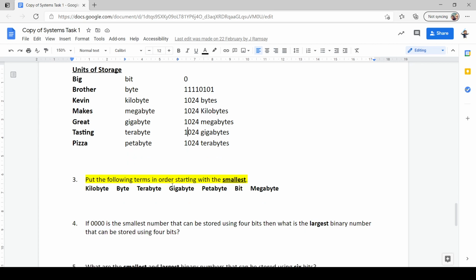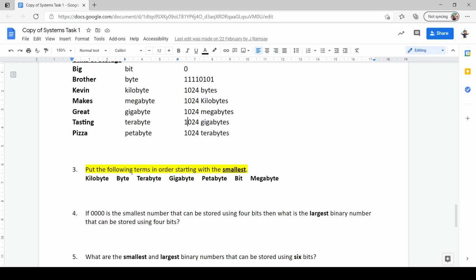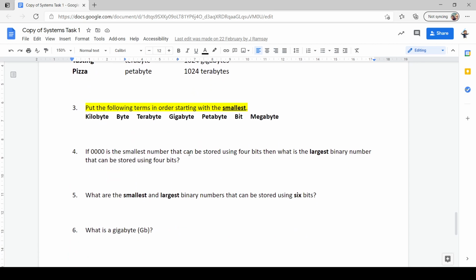So what you'll have to do is put the following terms in order, starting with the smallest. You're then going to have to use a bit of problem solving. If 4 zeros is the smallest number that can be stored using 4 bits, then you have to think about what is the largest number that can be stored using 4 bits. So what do you change these 4 zeros to? You're doing the same for 6 bits, then you have to write down how a gigabyte is made in the computer system.